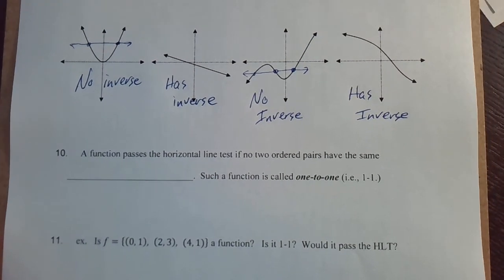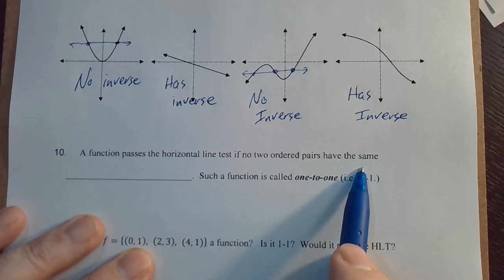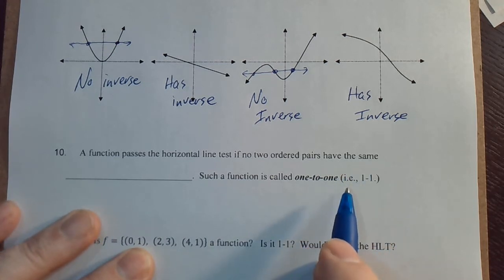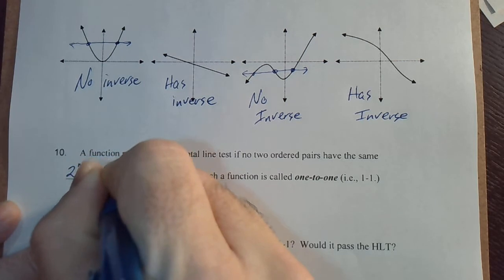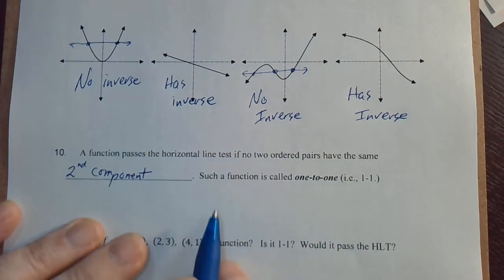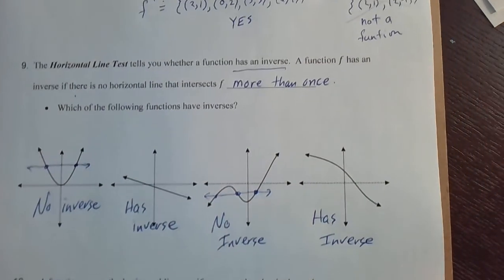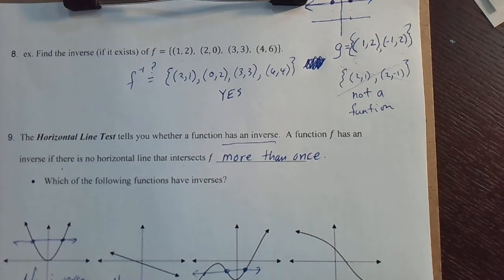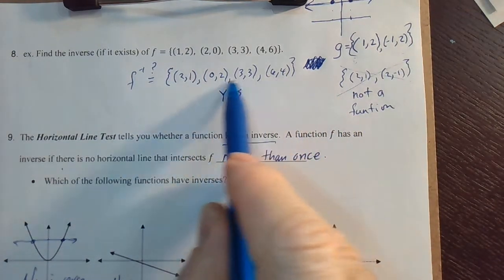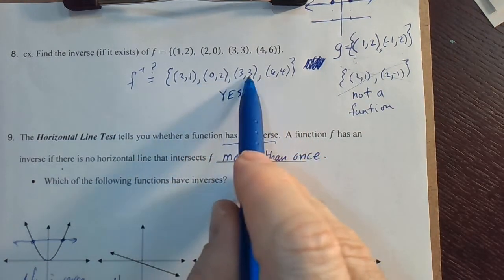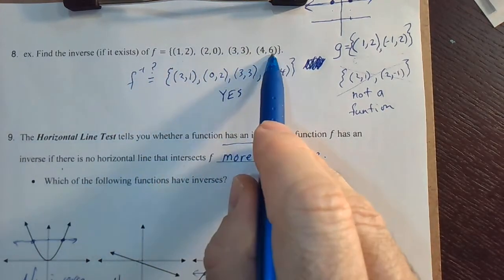All right, a function passes the horizontal line test, I think we've already discussed this, if no two ordered pairs have the same second component. When you have that situation, the function is called a one-to-one function. So let's go back up here. A function passes the horizontal line test if no two ordered pairs have the same second component. Do any two ordered pairs here have the same second component? No, not at all. 2, 0, 3, 6. No. So therefore, this has an inverse.